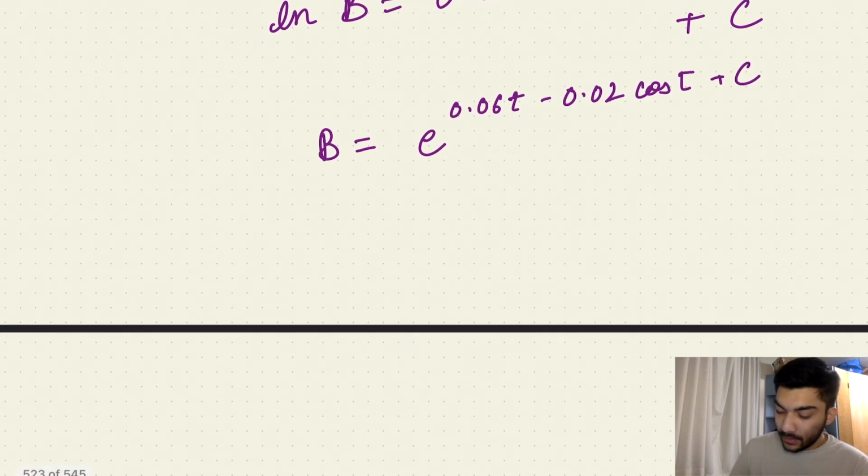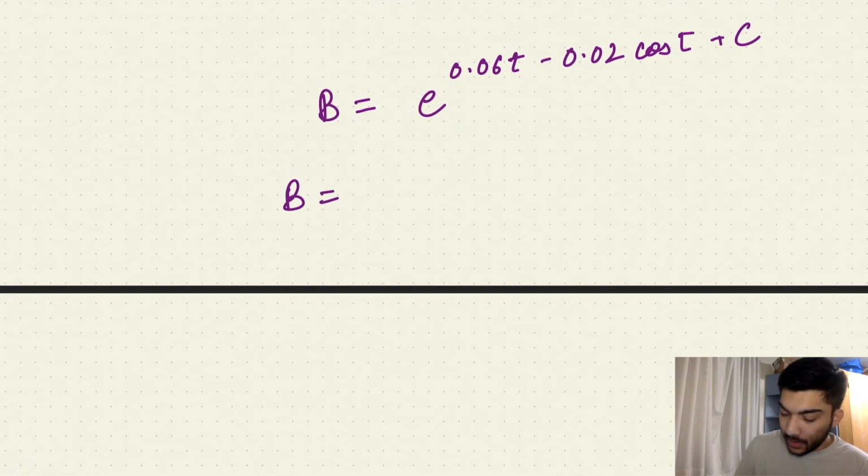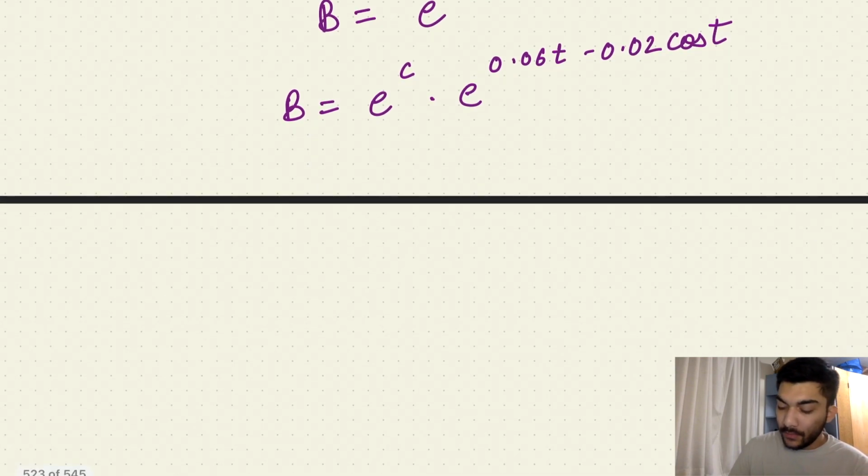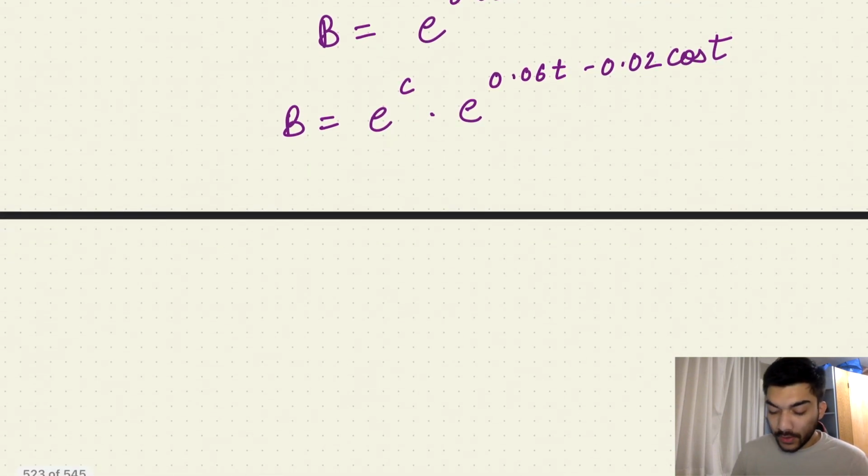Since e to the power c is a constant term, we can simplify this expression as e to the power c times e to the power 0.06 t minus 0.02 cos t. Since c is the constant of integration, it can be any real value, and e to the power c will also be a real value. But since this is an exponential function, we know that the exponential function is always positive.